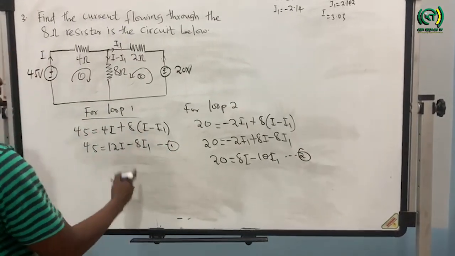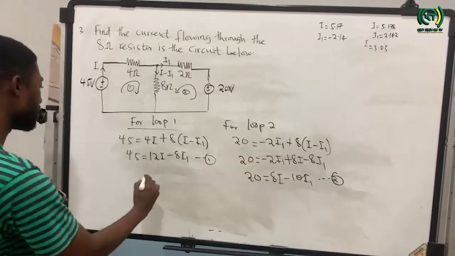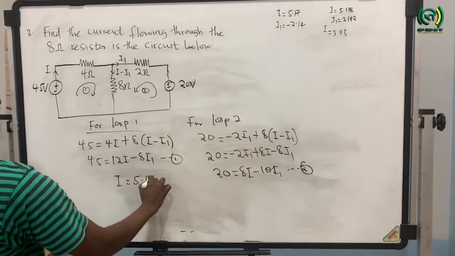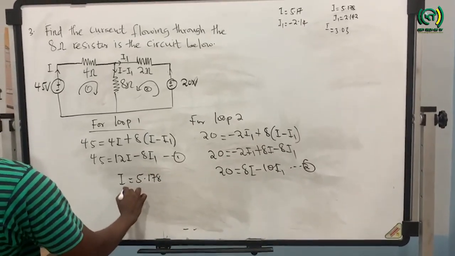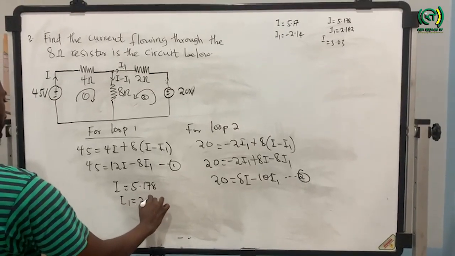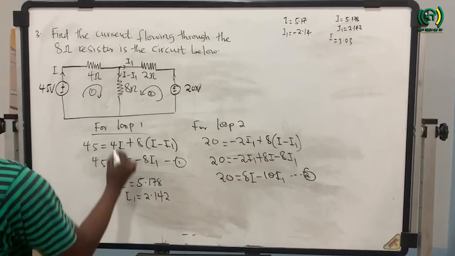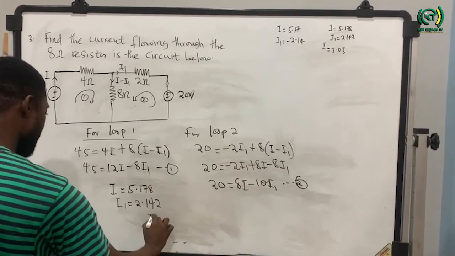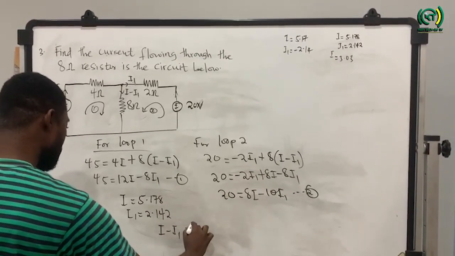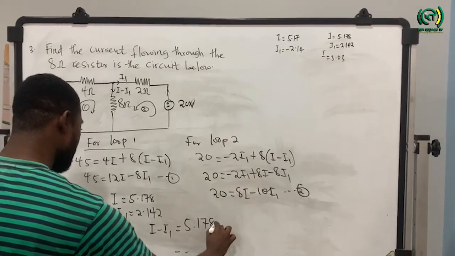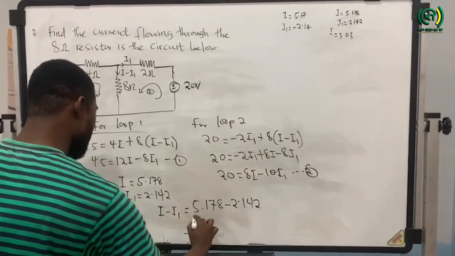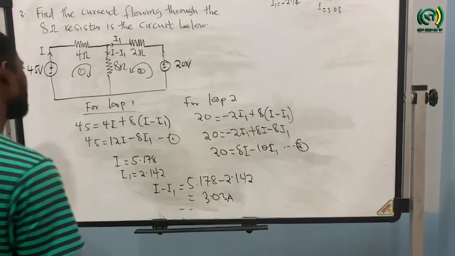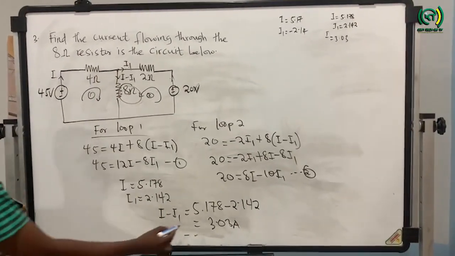So I can also solve equation 1 and 2 simultaneously. We are going to have I, which is equal to 5.178. Then I1 will be equal to 2.142. But remember, to calculate the current flowing through the 8 ohm resistor, we had the current to be equal to I minus I1. So here we are going to have 5.178 minus 2.142. And the final answer will be equal to 3.03 amps. So what it means is that the current flowing through the 8 ohm resistor is 3.03 amps.